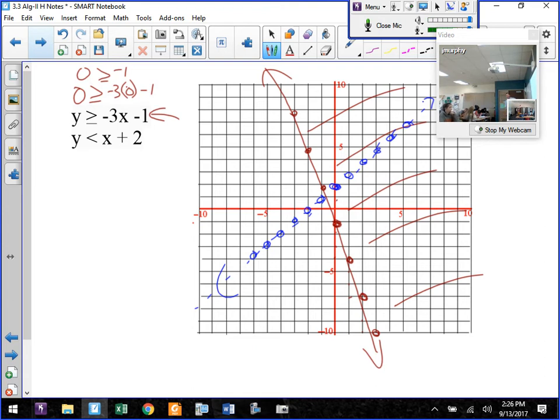And then obviously again, they go through the origin. Is 0 smaller than 2? Yes. So we move down here, and then here comes our shaded region. You are trying to create a shaded region.